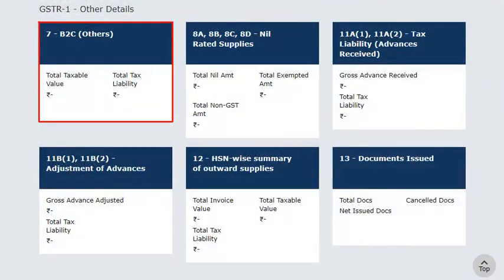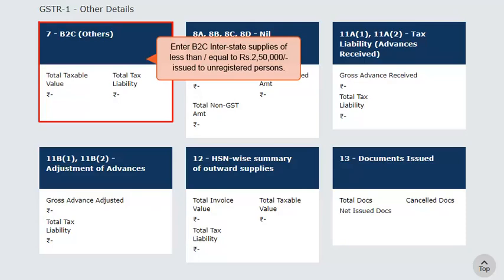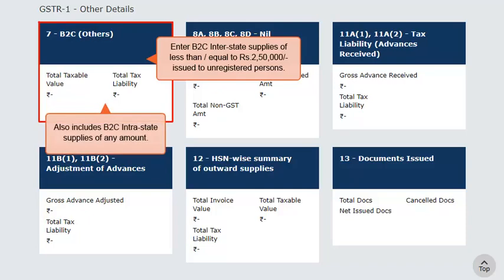In the B2C Others category, you can enter the summary details of B2C interstate invoices with value of less than or equal to 2,50,000 rupees for each invoice and issued to unregistered persons. Additionally, this category also includes B2C invoices that were raised against all intrastate supplies irrespective of the invoice amount. However, this category requires summary level information to be furnished, such as details as per place of supply, and tax rates have to be entered, which includes supplies made via e-commerce portals as well.